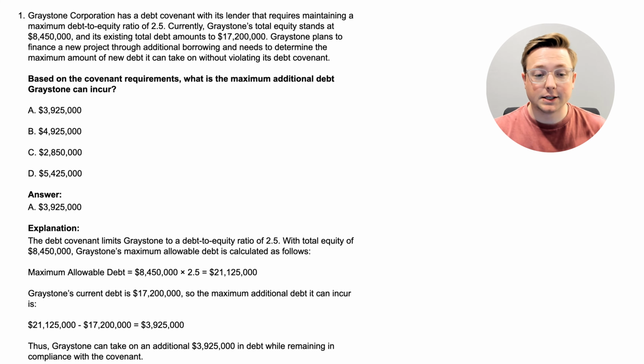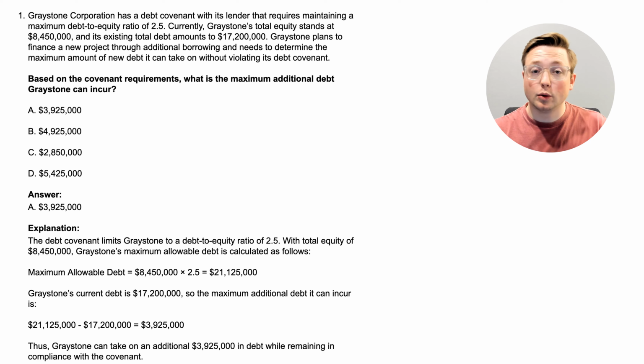All right, here we are. The answer is A, $3,925,000. That is the amount of extra debt that they can take on and still be within compliance. So let's walk through this. The debt covenant limits Greystone to a debt to equity ratio of 2.5 with total equity of $8,450,000. Greystone's total allowable debt is calculated as follows.